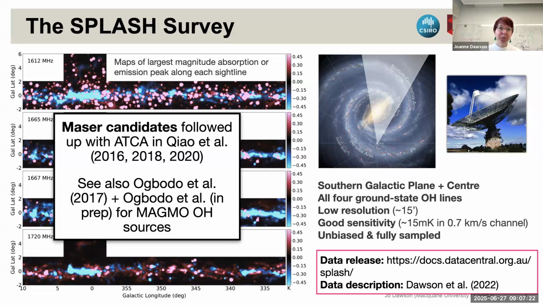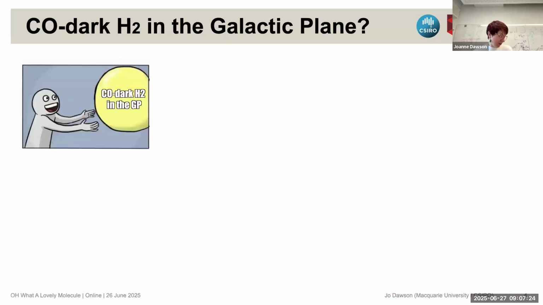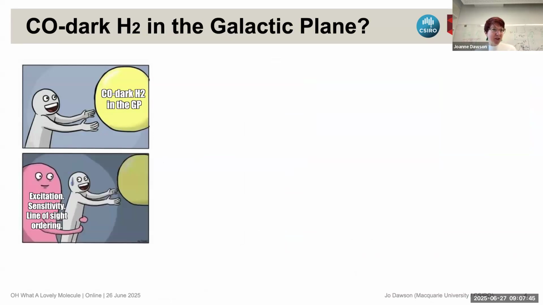So obviously just talking about a survey is boring, so I wanted to talk about some of the science that we aimed to do with this survey. When we conceived of SPLASH originally, one of the major motivators was looking for CO-dark gas, H2, throughout the galactic plane. I don't need to motivate that more, I think, to the audience here, I hope.